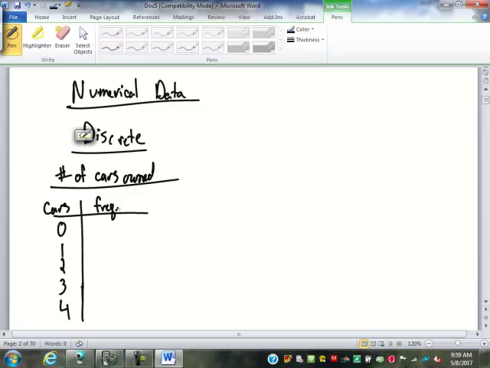Now, I'm not going to go through the process of writing out the raw data and putting it into the table. We're just going to give you the table. So let's say that we had 4 people surveyed that had no car, 37 people surveyed that had 1, 23 that had 2, 5 that had 3, and 1 that had 4 cars. So there's our set of data. Very, very similar to our frequency table we had for the categorical data.